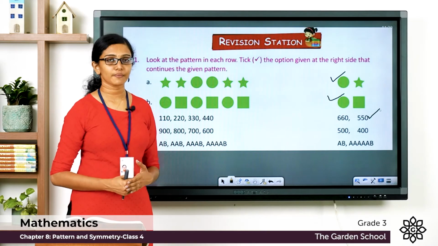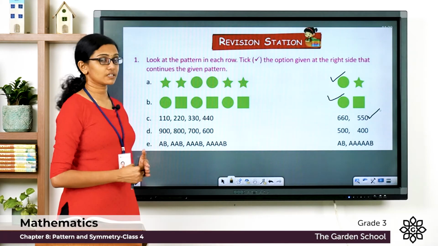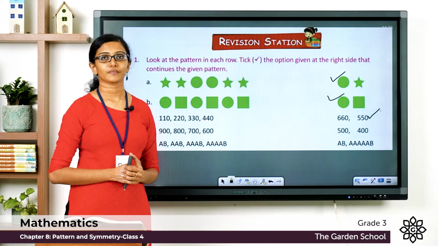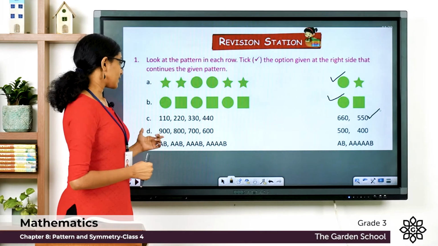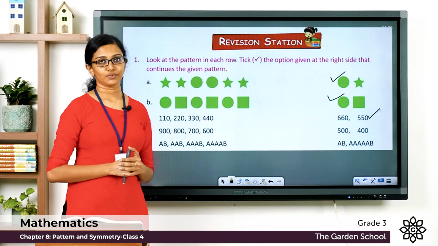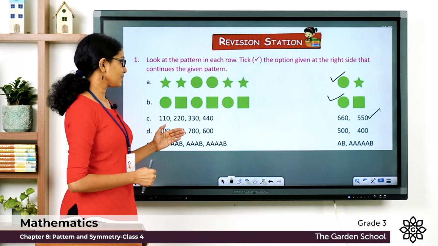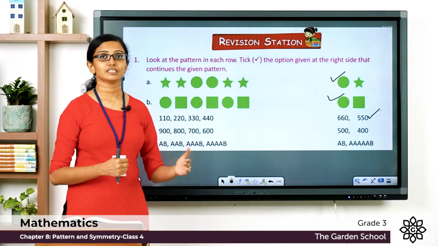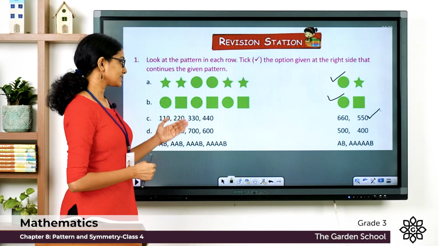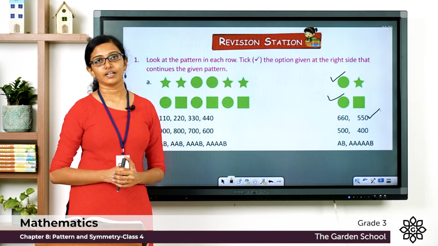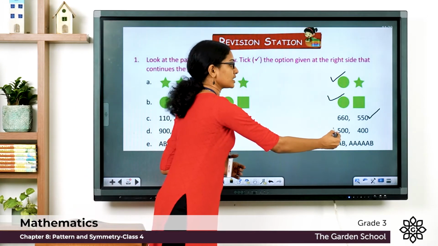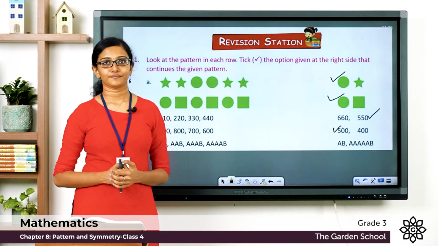And can you identify the pattern rule? Here there is a difference of 100 between each adjacent numbers. So 900 minus 100 is 800, 800 minus 100 is 700, and 700 minus 100 is 600. So what would be the next number? It would be 600 minus 100, which is equal to 500. So the correct option here is 500.